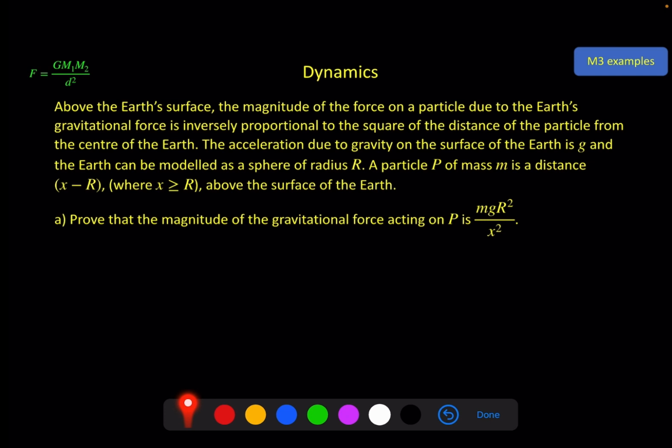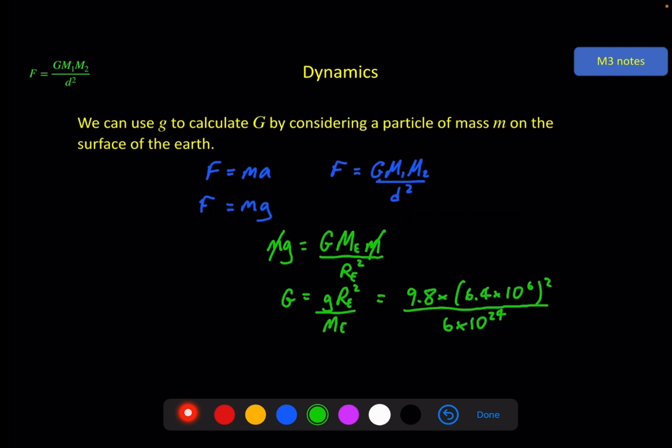Now we're going to be a little bit sneaky here and use something that we've already done on a previous screen, because we're going to start with F is equal to G m1 m2 over d squared and go back and consider what we found for capital G, and that is that capital G can be written in terms of little g in this way here.